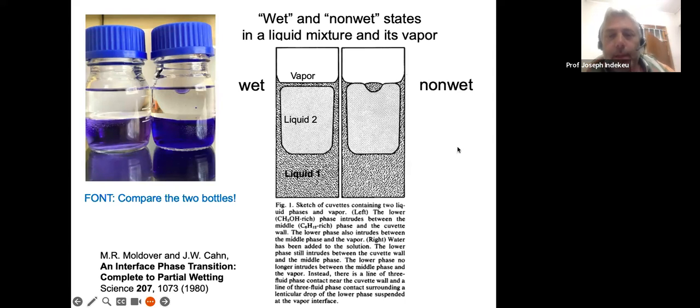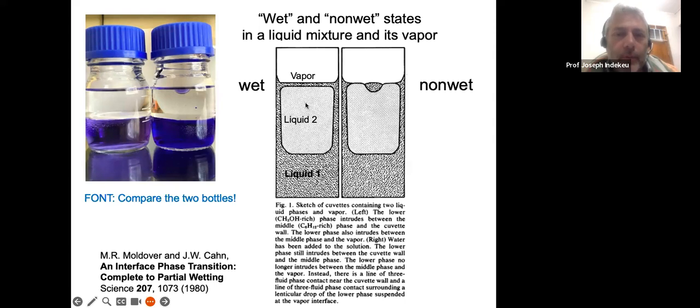And so basically, if we go to the drawing on the right, we see that we have the two liquids here. We have the picture on the left, which is called the wet state, and the picture on the right, which is called the non-wet state. And I already alluded to the fact that in the non-wet state, we have an articulate droplet. And in the wet state, we don't have a droplet, but we could have a film of the heavier phase suspended at the interface against the vapor.